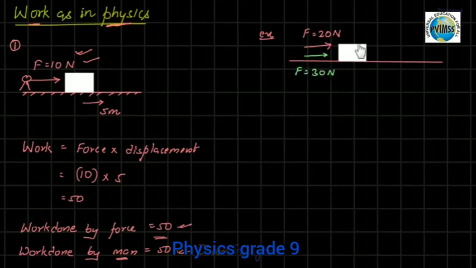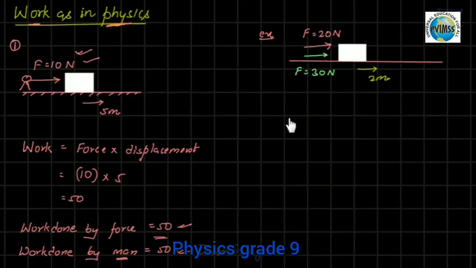So these two forces are parallel to each other. These are in the same direction. Okay, these two forces are acting on the box. Of course, the box will cover some distance. Suppose that the box is covering a distance of 2 meter. So what will be the work done by these two forces? We will find out the work done by these two forces separately.